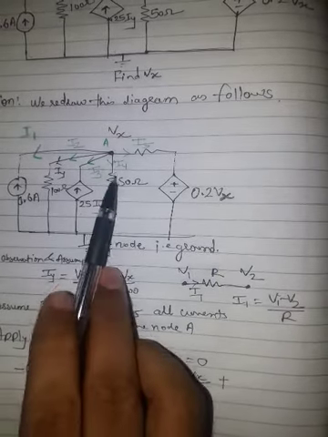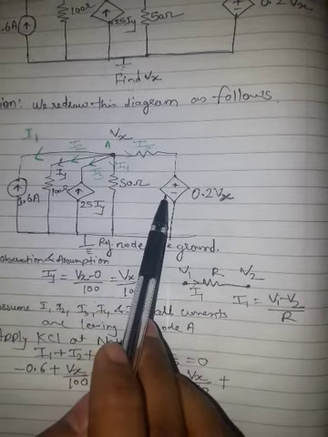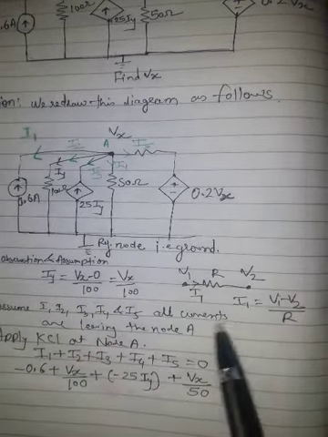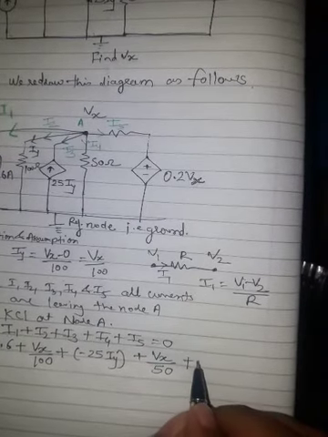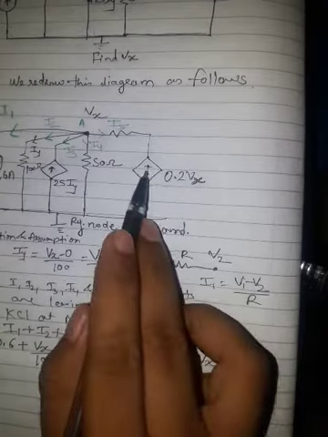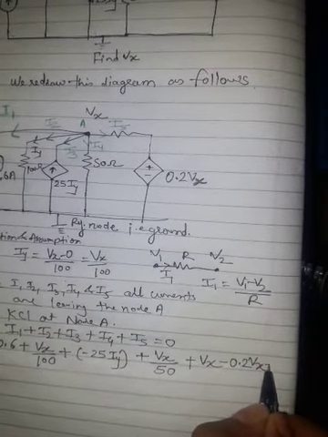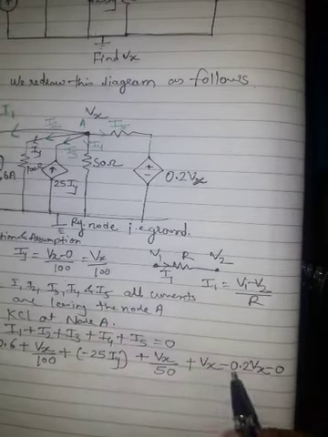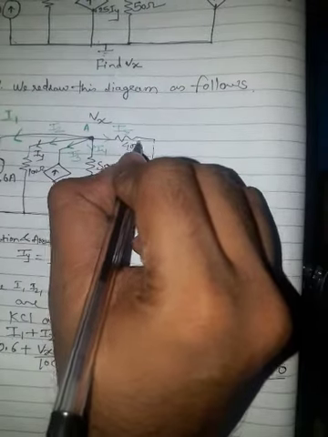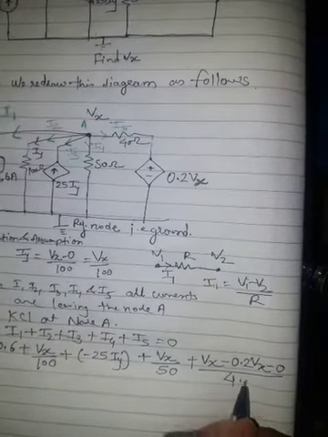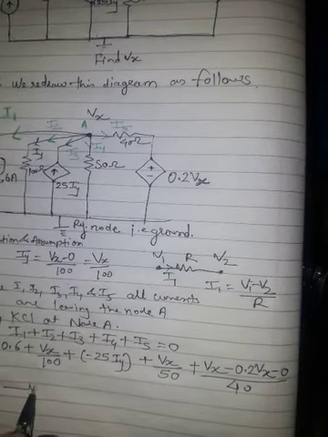Then what is I5? I5 is going from Vx to this voltage and then ground. So I can write I5 is Vx, then positive to negative, minus 0.2 Vx minus 0, that 0 means ground, divided by what is this resistor? This resistor is 40 ohm. So 40.